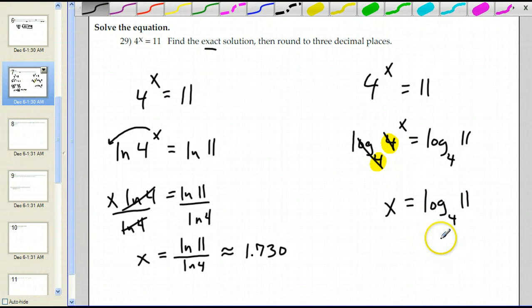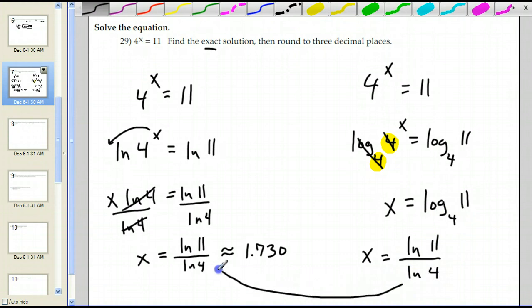But to approximate it, since we don't have a log base 4 button, we would use change of base. Change of base allows us to say that this is the natural log of the original input divided by the natural log of the original base, and now we're right back to that. So either way you started with it, you could get to this. Now we could also have used the common log, so I could have also said that this is equal to the common log of 11 divided by the common log of 4.